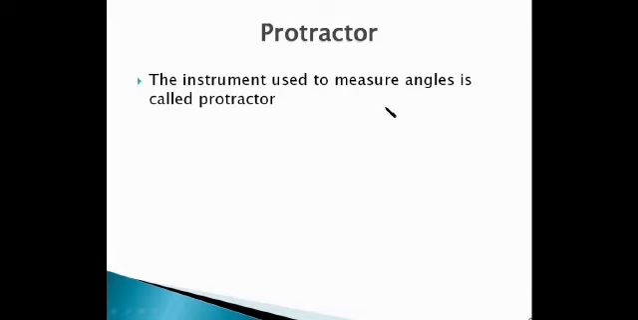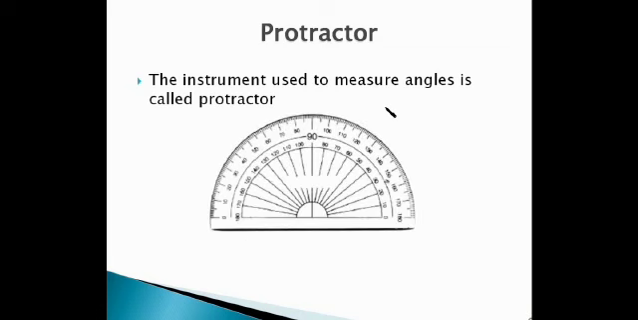Now, how are you going to draw it? In your instrument box, that is your compass box, you have got different types of instruments. Last year you learned to draw a circle with the compass and scale. In the same way, you have got a protractor which is used to draw an angle.